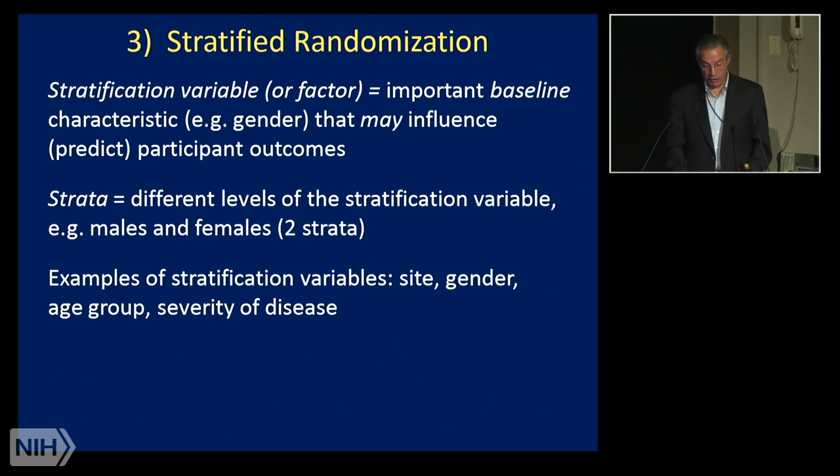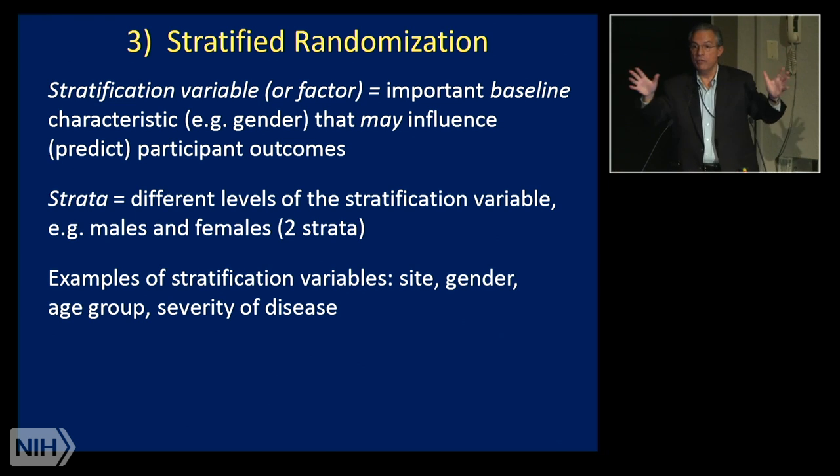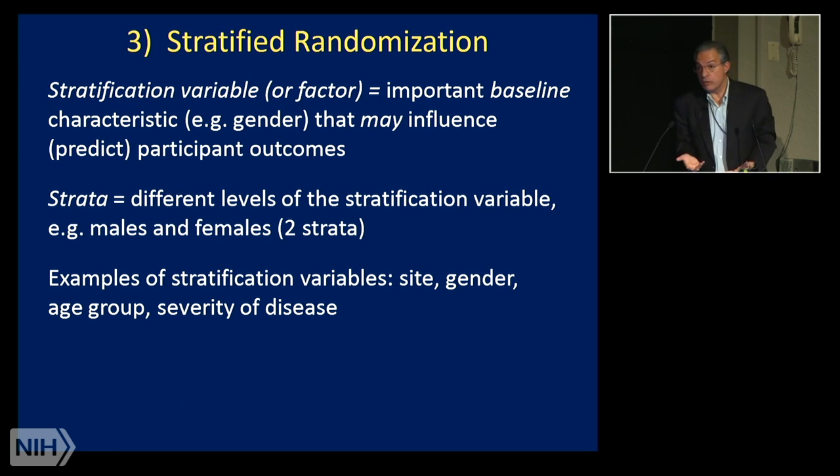Examples of stratification variables are site, gender, age group, and severity of disease. Maybe a treatment works well for high severity, but doesn't work very well for low severity. So you want to make sure they're not all the low severe in one treatment and the high severe in another treatment, because then you don't know how to separate. You've got a confounding. So you want to balance the severity of the disease in the 2 treatment groups. So that's a stratification variable. If you're going to do stratified randomization, you say, well, I want to stratify by severity of disease.